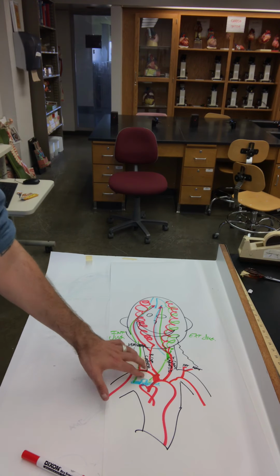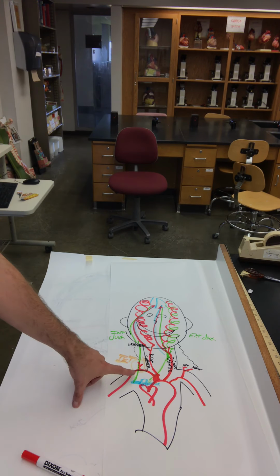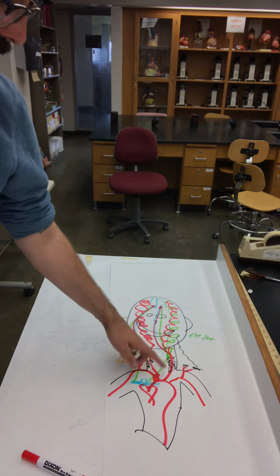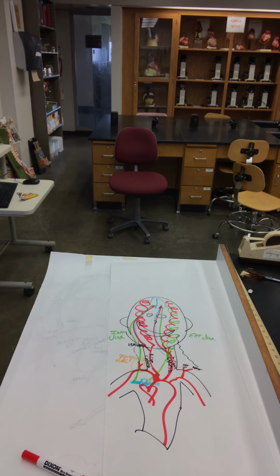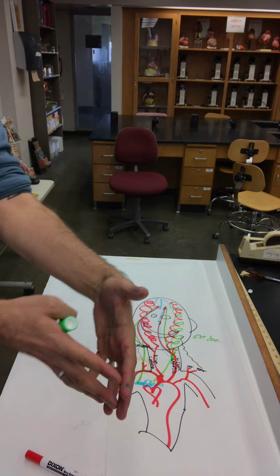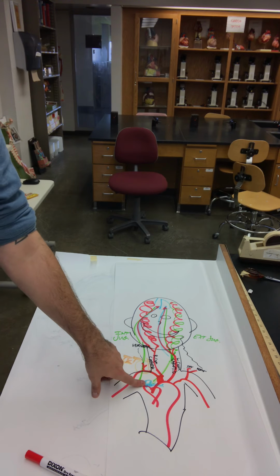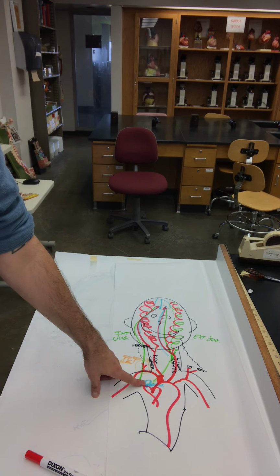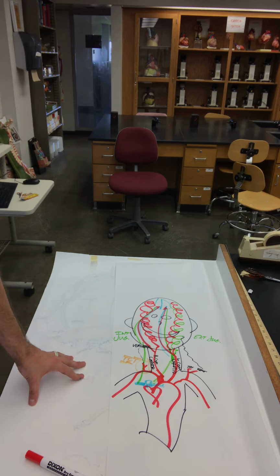Subclavian plus jugular equals brachiocephalic vein. And the right brachiocephalic vein and left brachiocephalic vein converge and coalesce to form the common SVC that dumps into the right atrium. Okay, so that's the venous drainage of the head and neck.